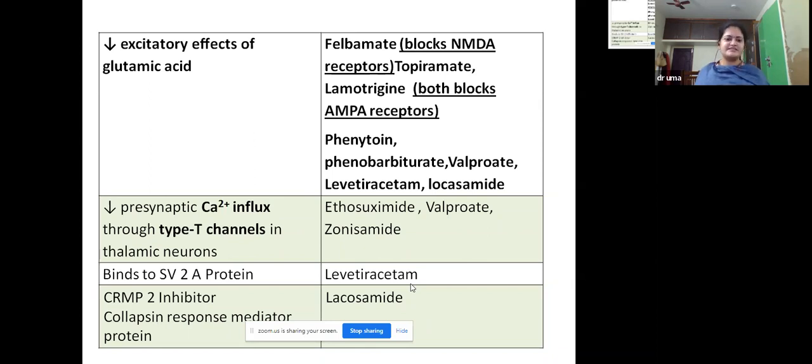And the drugs which inhibit the T-type channels are valproate, ethosuximide, and zonisamide. These drugs are used mainly in absence seizures by decreasing the calcium influx in the T channels in the thalamic neurons. And the drug which acts by inhibiting the SV2A protein is levetiracetam. And the CRMP2 inhibitor, that is collapsin response mediated protein inhibitor, is lacosamide.